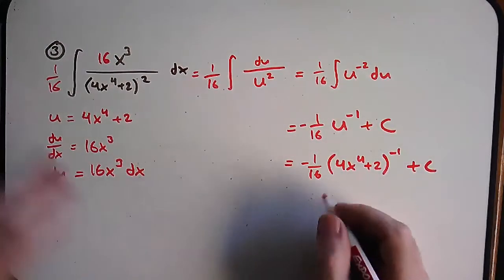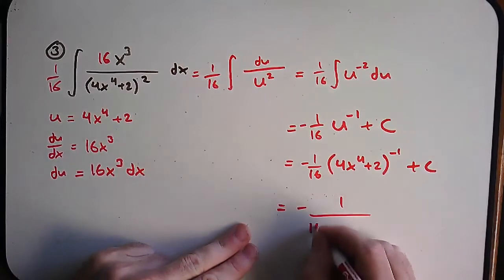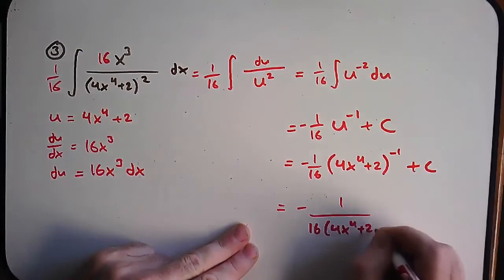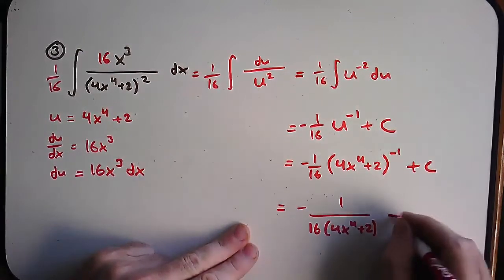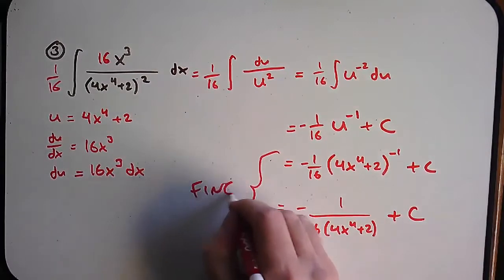You may also see this written as a fraction, so you might also see it like this, negative 1 over 16 times 4x to the 4th plus 2. Right, that's the same as the negative 1st power. Either one of these are both fine. Perfect.